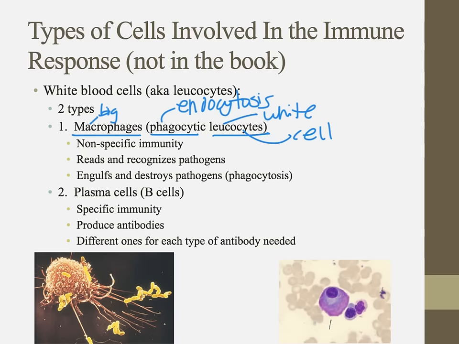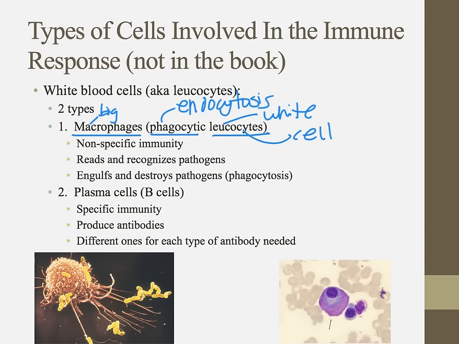Okay, so this is involved in something that we call non-specific immunity. This big macrophage just runs around in your body feeling up other cells. It reads and recognizes pathogens, so it's going to feel up a cell. If it belongs to your body, it leaves it alone. If it doesn't recognize a cell, it's going to assume that it's a pathogen and then engulf and destroy it via phagocytosis.